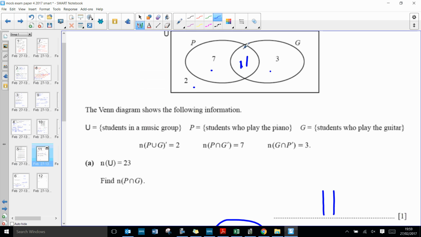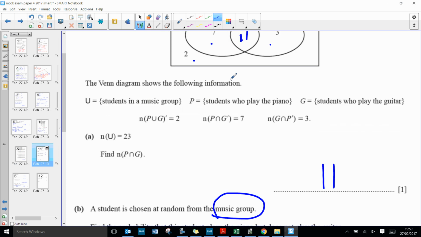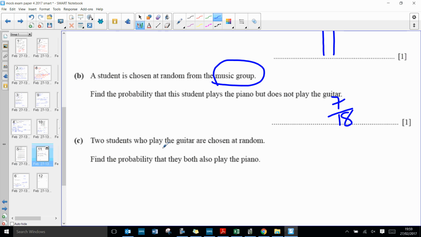So these people play the piano, so that means our denominator is 18, but does not play the guitar, so that's 7. 2 students who play the guitar are chosen at random. Find the probability they also play the piano.